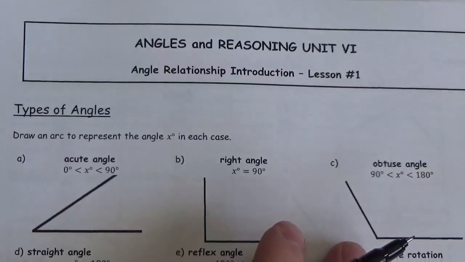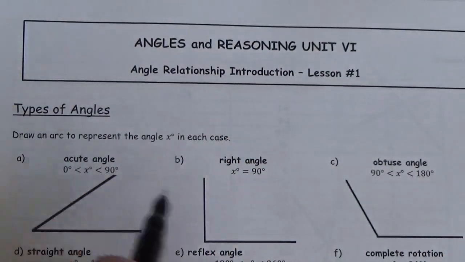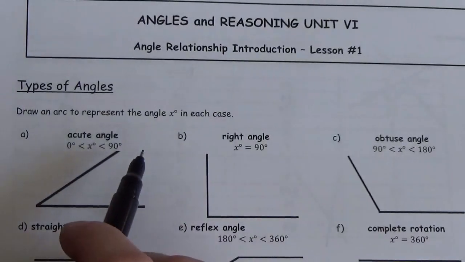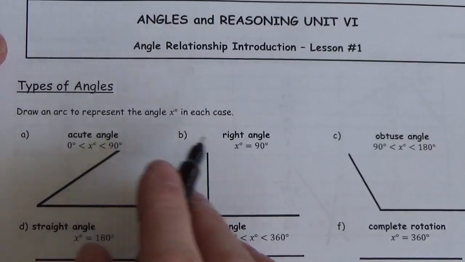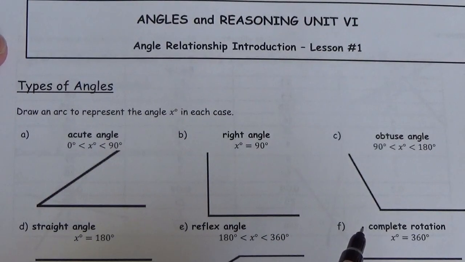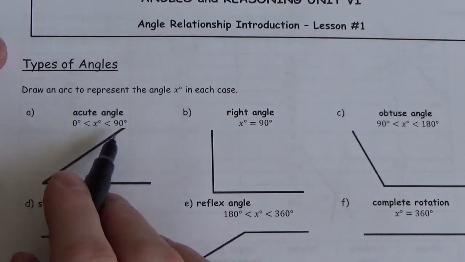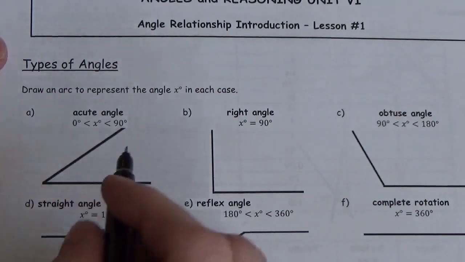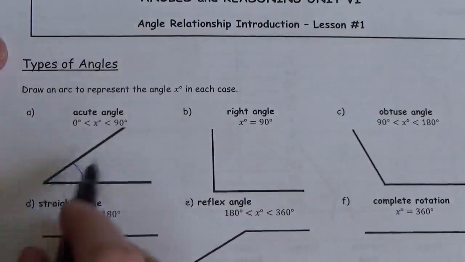A lot of this stuff you may have seen before, so we're just going to run over this and review it with you. First of all, we want to talk about types of angles, okay? We're going to draw an arc to represent the angle x degrees in each case here. An acute angle is any angle that's between 0 and 90 degrees, right? So this angle right here is going to be our angle x, less than 90 degrees.